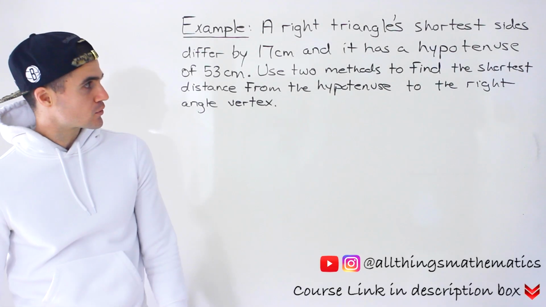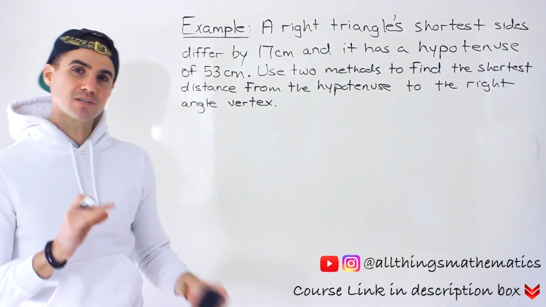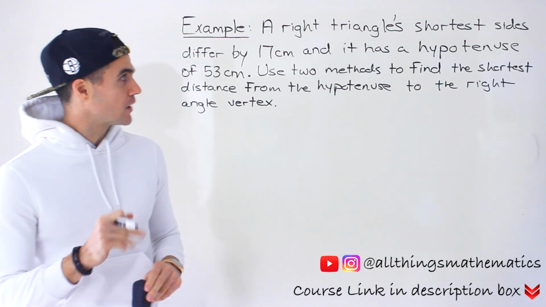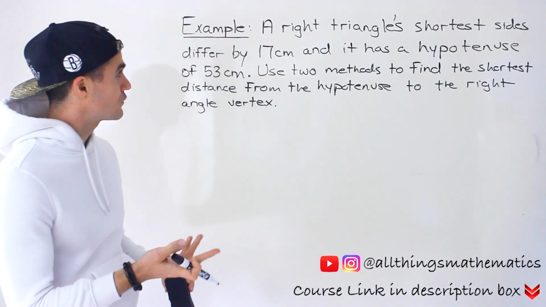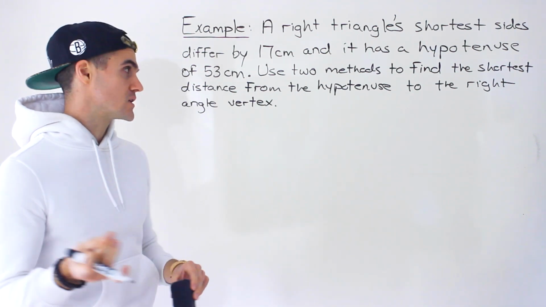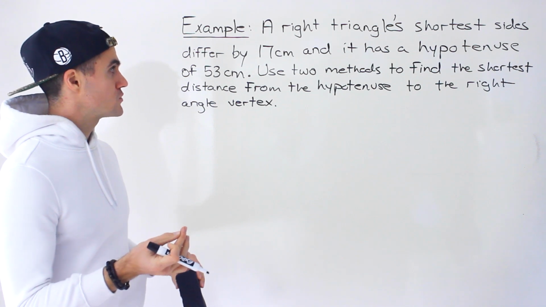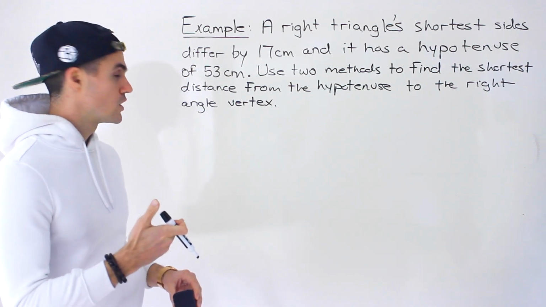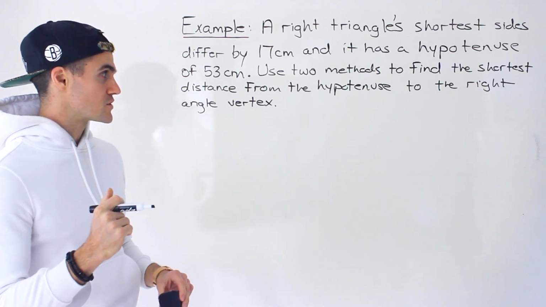Moving on to another question dealing with trigonometry. This one's actually going to combine trigonometry and quadratics a bit. So we're told that a right triangle's shortest sides differ by 17 centimeters and that it has a hypotenuse of 53 centimeters. And what we have to do is use two methods to find the shortest distance from the hypotenuse to the right angled vertex.